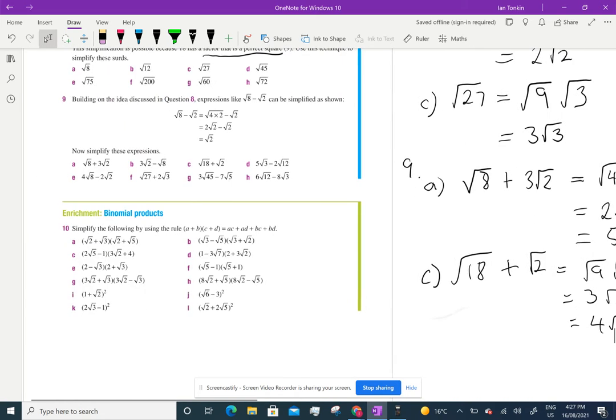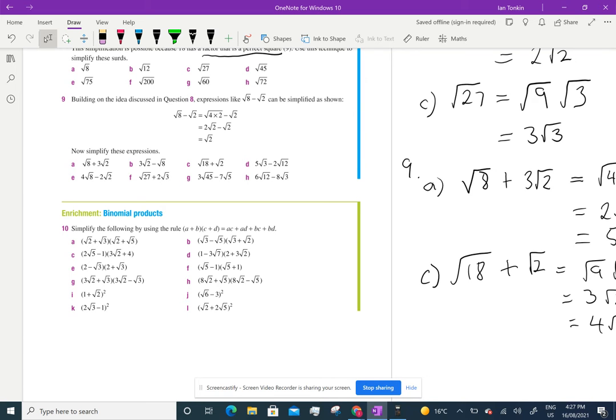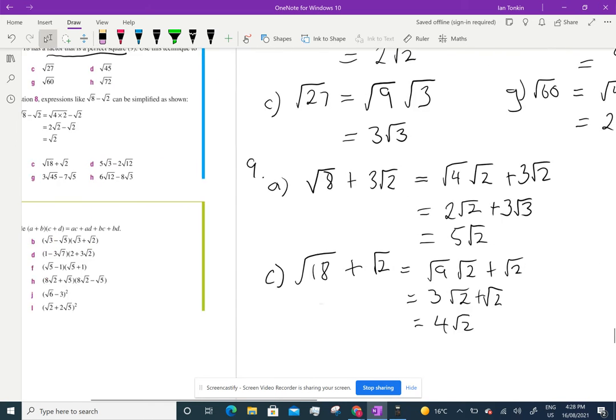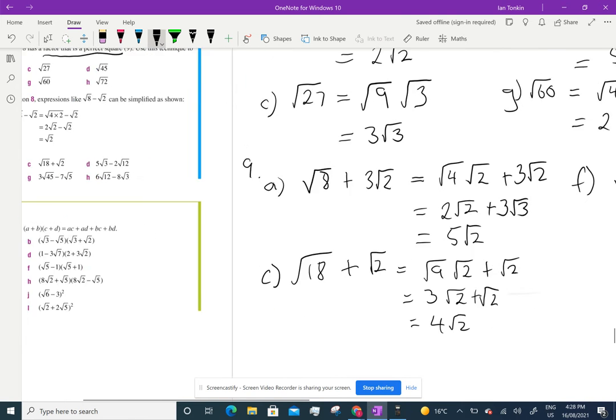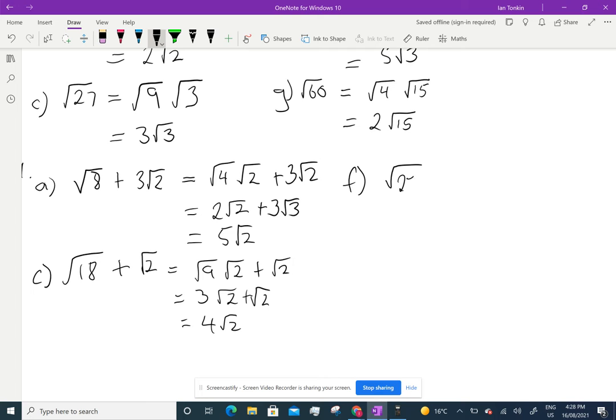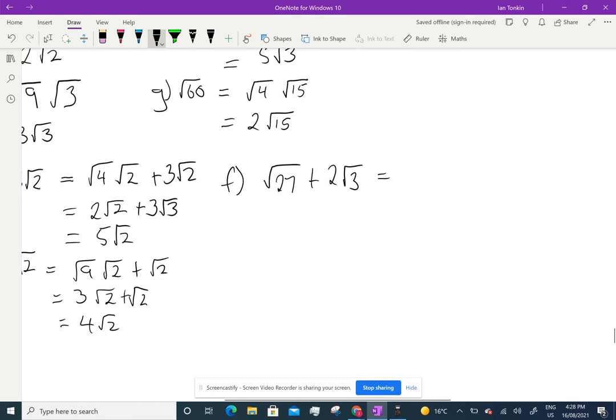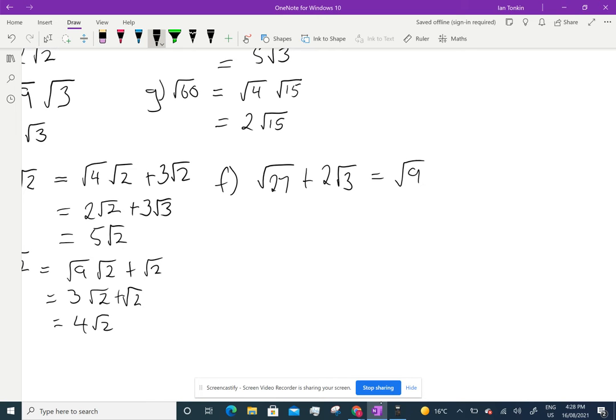That's D. 4 root 8 minus 2 root 2. We've already done one of them, so we'll try F and H. You have a go yourself. Root 27 plus 2 root 3. Now, root 27 plus 2 root 3. Well, root 27, we did that above as well. That's root 9, root 3, plus 2 root 3, which is 3 root 3, plus 2 root 3, which is 5 root 3.